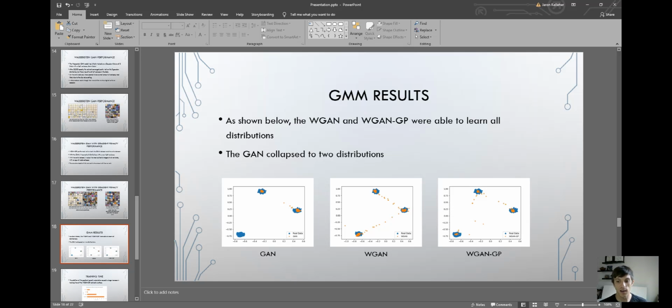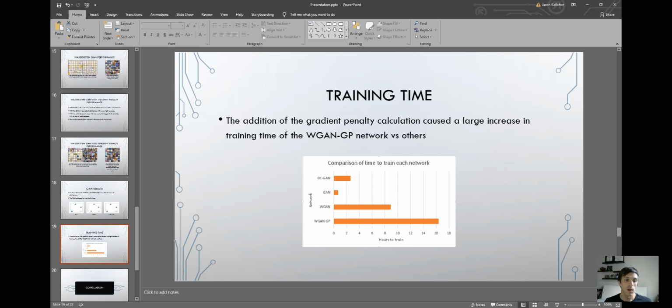However, the Wasserstein-GAN with gradient penalty did not suffer that same thing. They both learned all of the distributions, and the gradient penalty GAN even had a tighter variance than the original Wasserstein-GAN. So I think it performed very well.